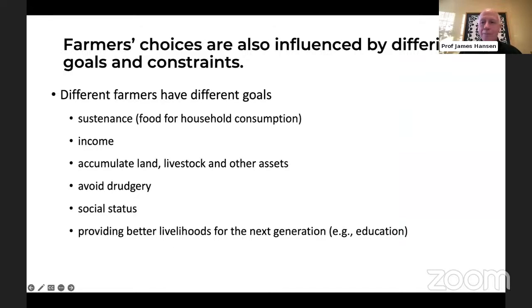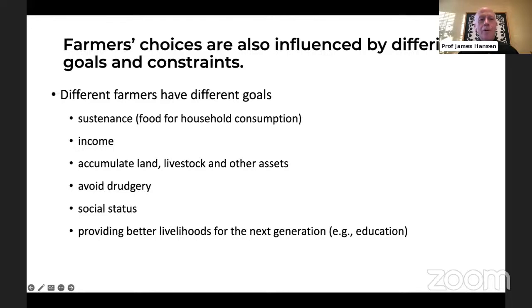However, even in the case where climate is important for a decision, there are many other factors that influence a farmer's choice. So farmers have differing goals. Individual farmers, even in the same location under the same climate conditions, may have differing goals.